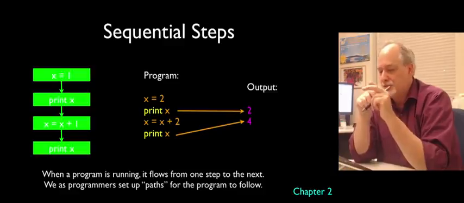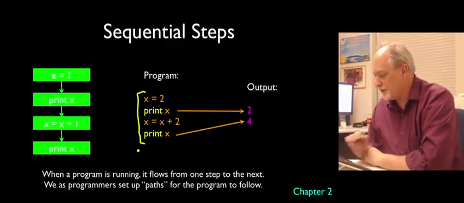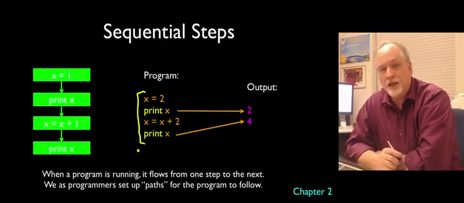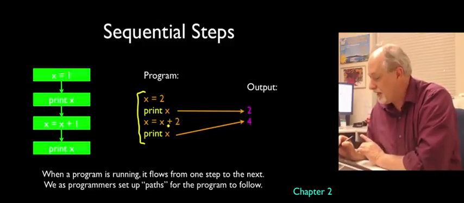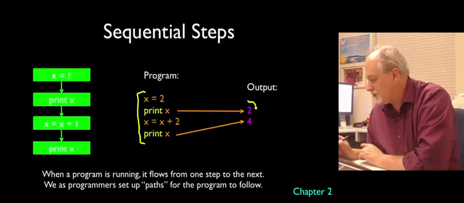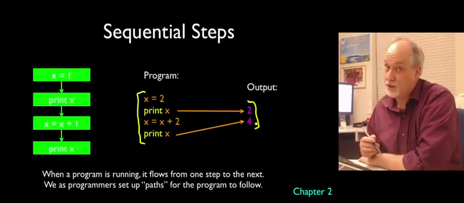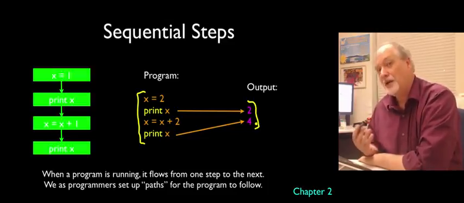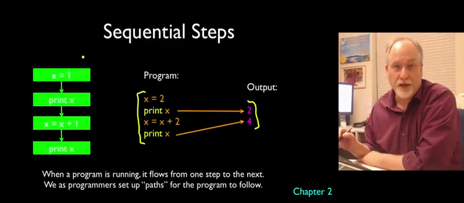So here's some pictures. And here's 4 lines of Python, a little simple paragraph. And it's got a sentence that says x equals 2, print x, equals x plus 2, which says go grab the old value of x, add 2 to it, stick it back in x, and print x. So the output of this program is 2, then 4. Because x was 2, we printed it, then we added 2 to it, and then we printed it again, so it was 4.